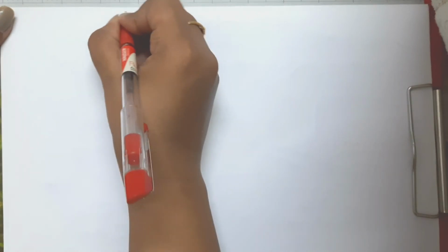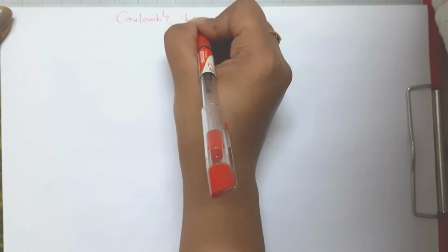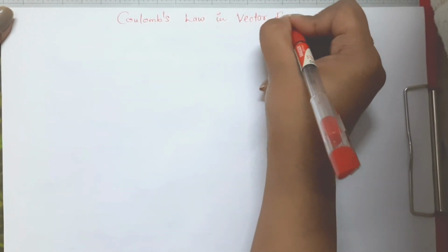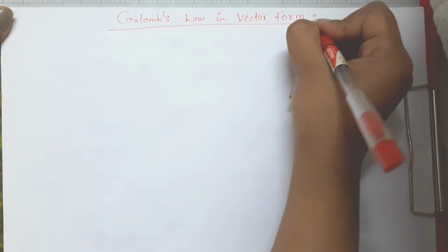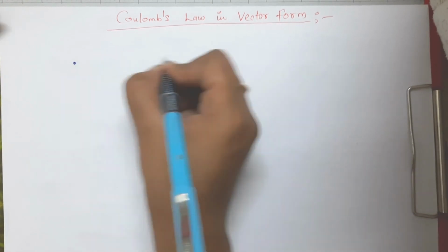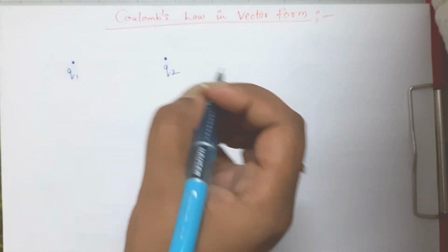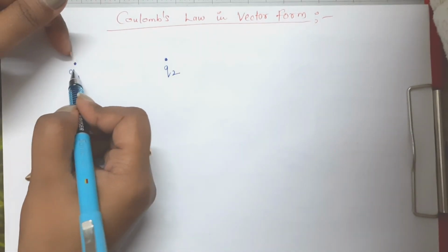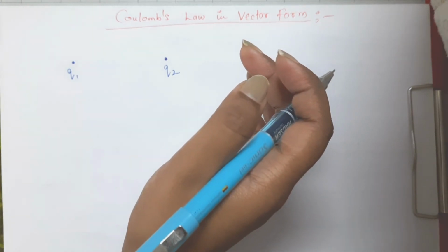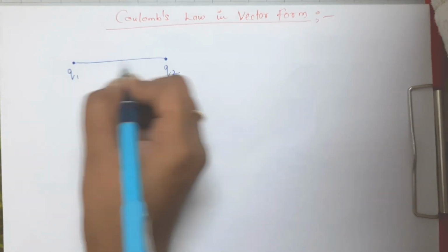So now we will start with Coulomb's law in vector form. Basically here also we will have two charges, q1 and q2. Forces will be acting on q1 and also on q2. Now in which direction are the forces acting? Suppose this is the line joining these two charges.